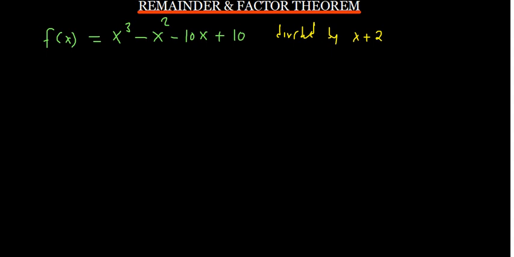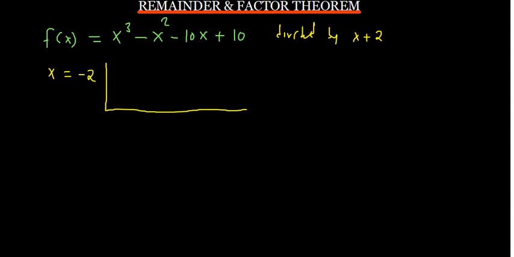What are we going to do? Let me start with the synthetic method. So I'm going to write this as, I'll equate it to 0. Just equate it to 0, and then you're going to find that x is equal to negative 2. Equate it to 0, okay? And then I'm going to write this.